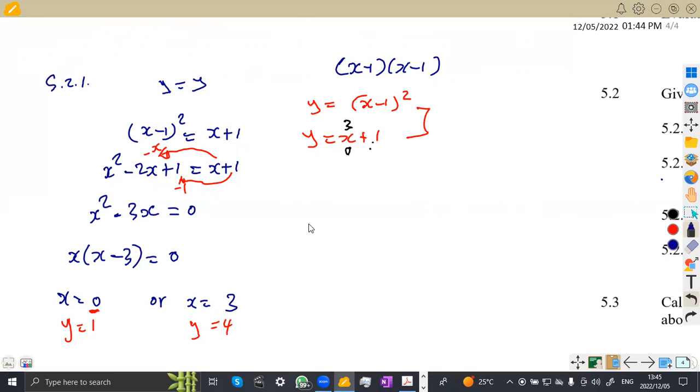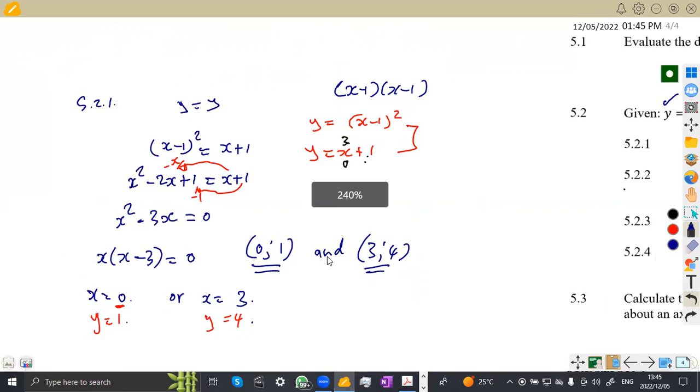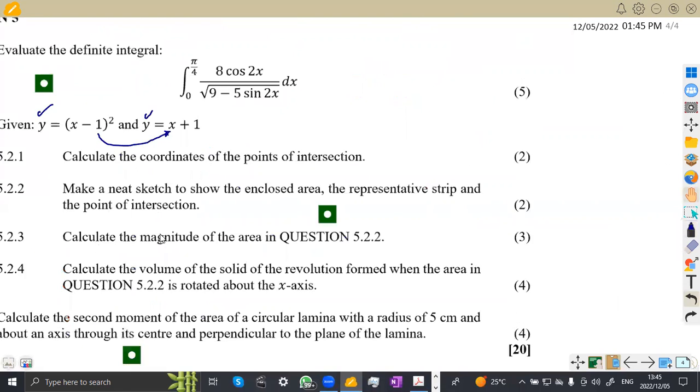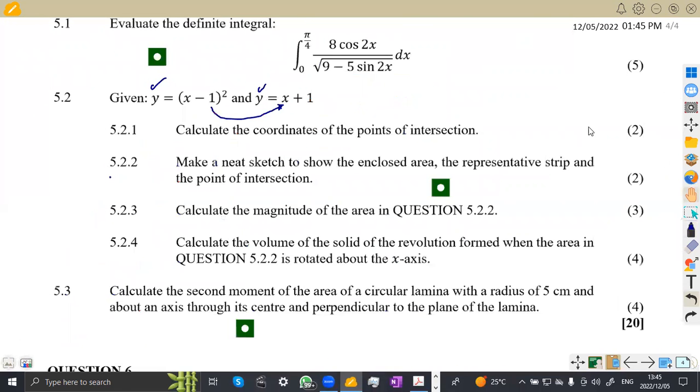So therefore, the 2 points that we are going to have are 0, 1. So we are going to have 0, 1. And the other point, x is 3 and y is 4. So we've got 3, 4. All right, so these are the 2 points that we are going to have at the point of intersection of the two graphs. All right, then 5.1.2, we are now asked to sketch the graphs so that we can have the area. The graph to show the enclosed area of the given graphs that we had and the representative strip.